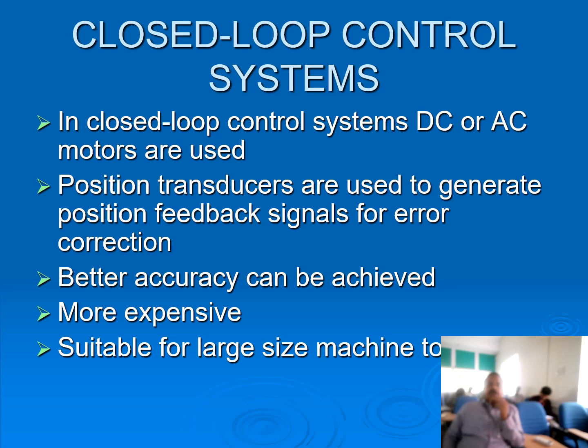Better accuracy can be achieved, obviously, but the only thing is it is more expensive. And this is used for large size machines, because in smaller size machines the error that happens is not that much. So for large machine components, we use this closed loop control.